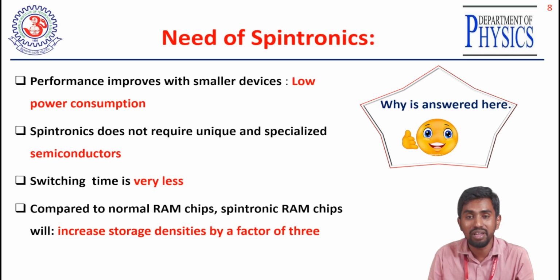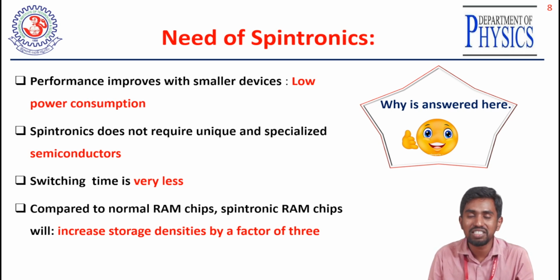So a short time means we can do a lot of work on our computer within a fraction of a time if you use a spintronic based system. This is the main advantage we can expect here. And in comparison to normal RAM chips, spintronics RAM chips will increase the storage density by a factor of 3. They have already studied these things because the speed is very high. And I told you the system requires smaller space in comparison to charge, so we can increase our capacity in comparison to charge devices.